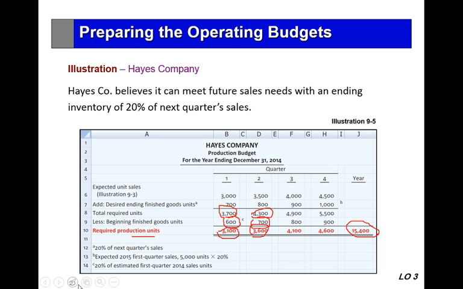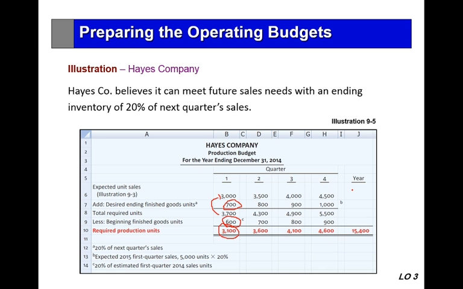Here, if we produce 3,100 in the first quarter, and from the previous quarter we have 600, then we have 3,700. We anticipate to sell 3,000. Then we must have in the store at the ending of this period 700, and so on for the next quarters of 2014.